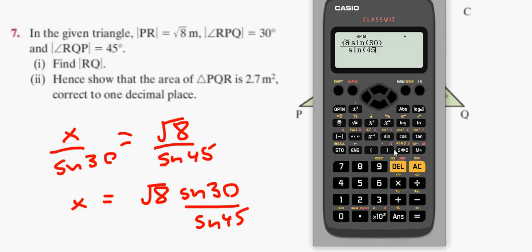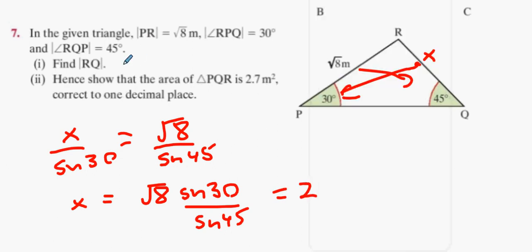Two. X will equal 2, so RQ equals 2. Now, the next thing it wants from us is the angle. It wants us to show that the area is 2.7. Okay, so this area is 2.7.